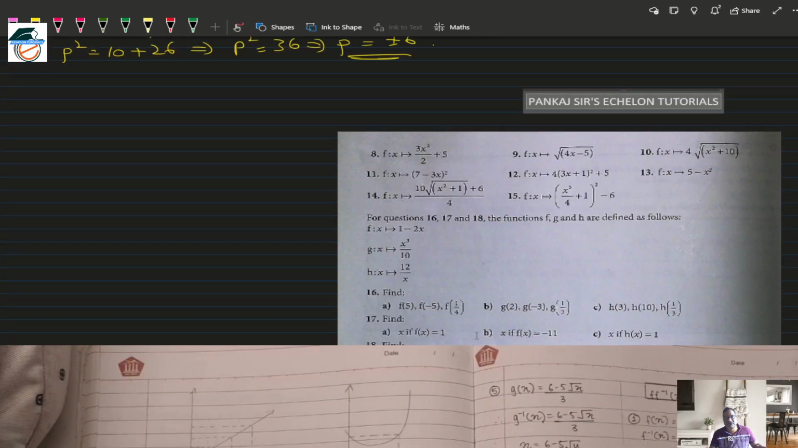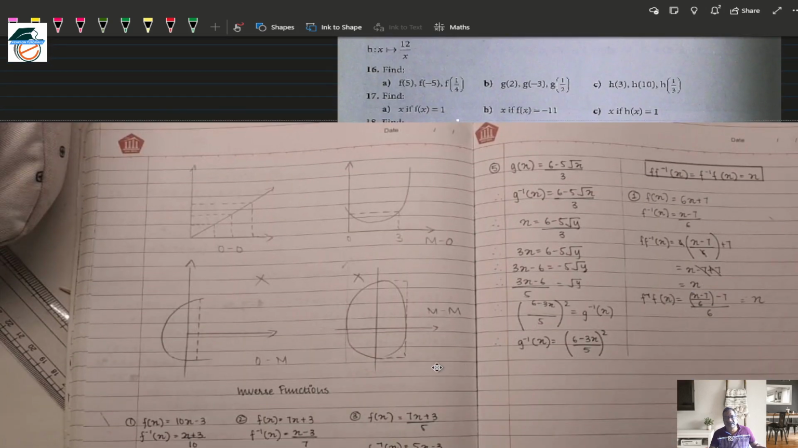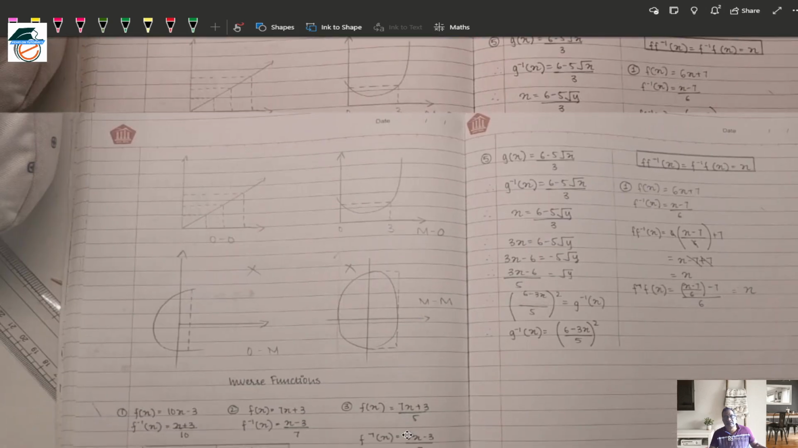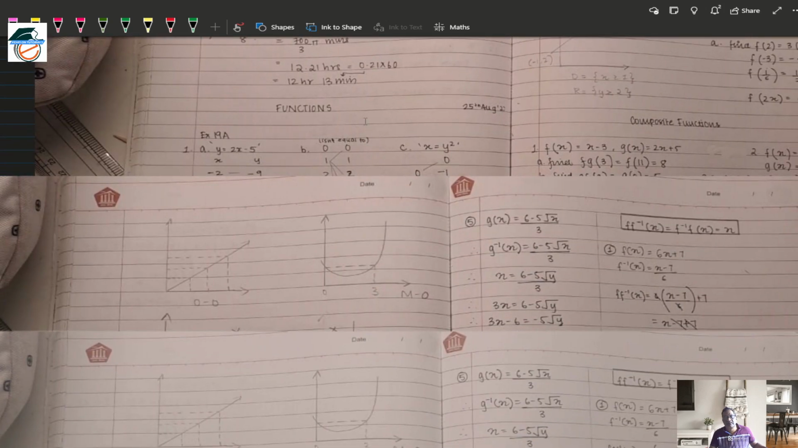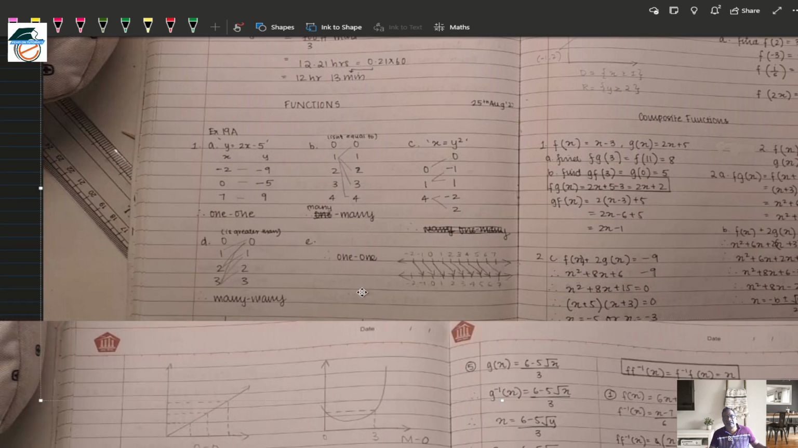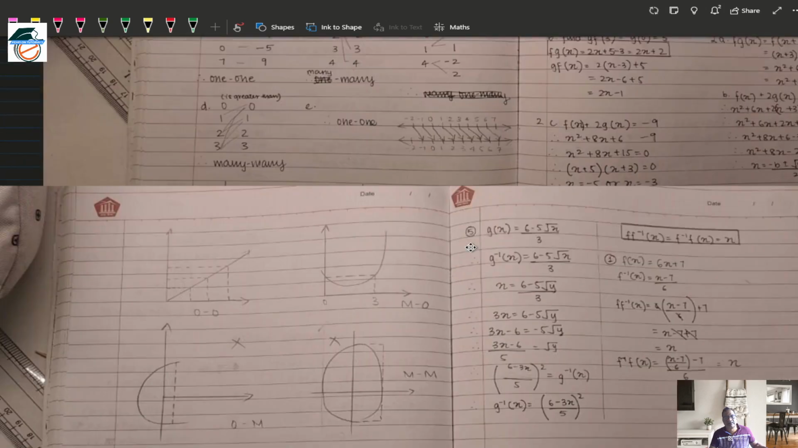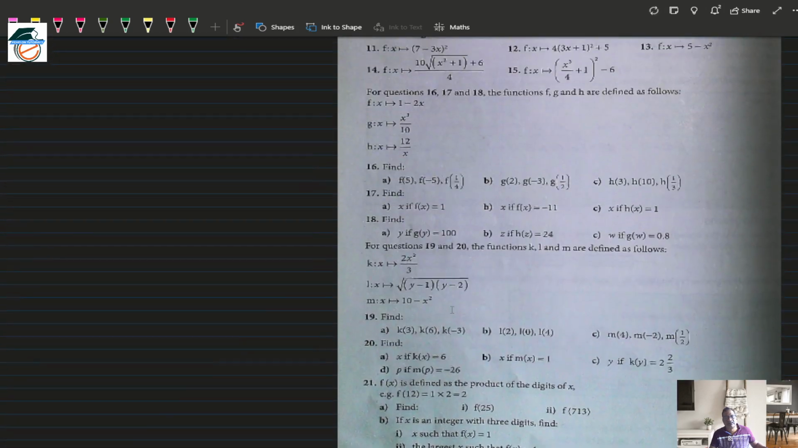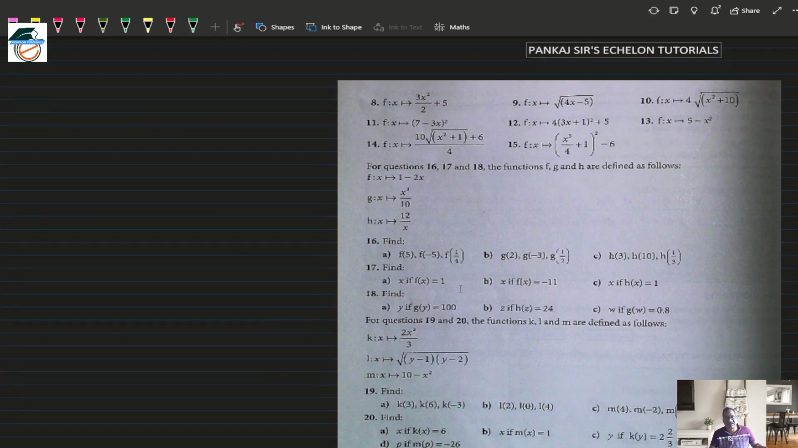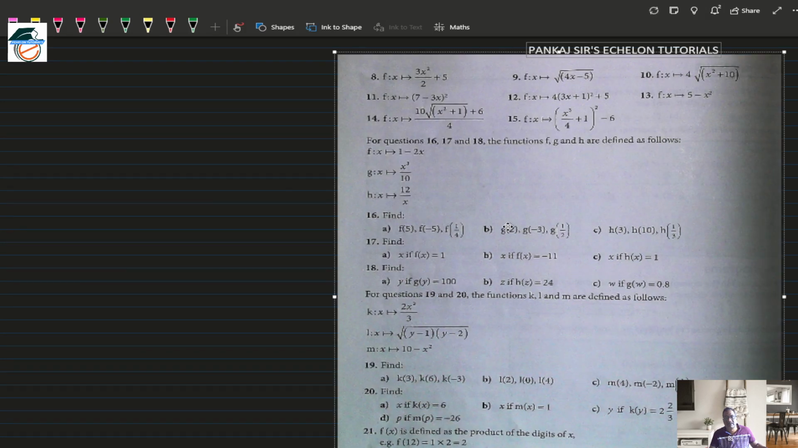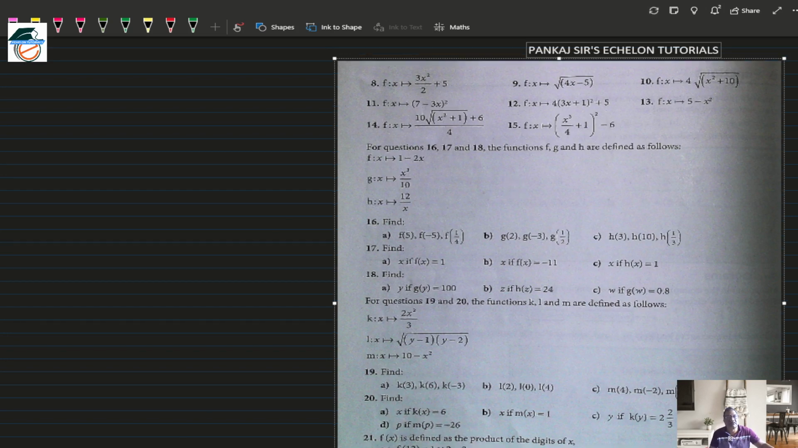So here we are. We are left with only one question, right? So I think this much space will be enough. Okay, fine. So question number 21, you can work out here. 21.